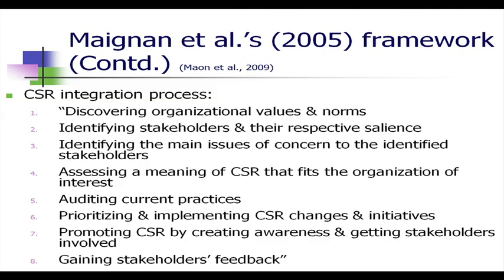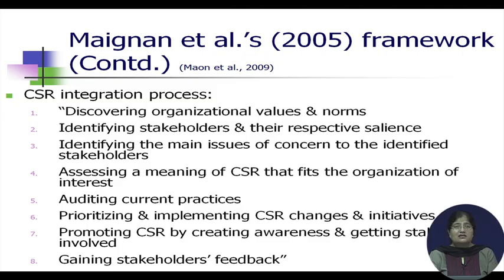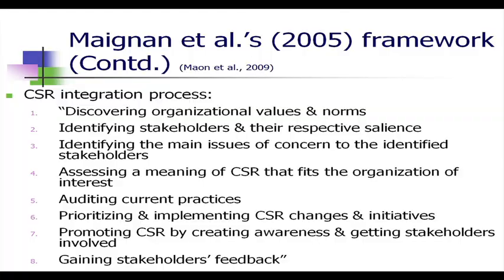And how do they suggest that CSR is integrated into the organization? You discover organizational values and norms. Then you identify stakeholders and their respective salience. We talked about stakeholder salience. Then you identify the main issues of concern to the identified stakeholders. So, how important they are, how powerful they are, what kind of impact they can have on the organization, and then you identify the issues of concern to them. What is it that they need? What is it that they expect and why? What are they concerned about and what can we as an organization do about it?